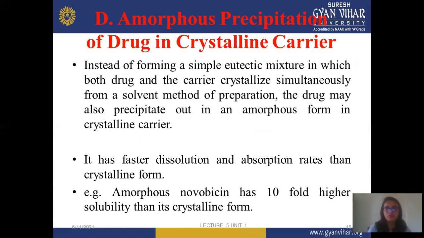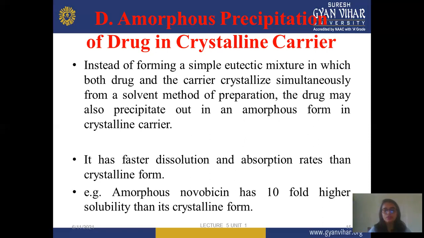Next, D is amorphous precipitation of a drug in a crystalline carrier. In this method, instead of forming a simple eutectic mixture in which both drug and carrier crystallize simultaneously, from a solvent method of precipitation the drug may also precipitate out in amorphous form in the crystalline carrier. In a eutectic mixture we take two compounds, solute and solvent, both in a solid state. But here, instead of a eutectic mixture where both drug and carrier crystallize simultaneously, from the solvent method the drug may precipitate out in amorphous form in the crystalline carrier. There may be a chance that it converts into amorphous form or remains in crystalline form.